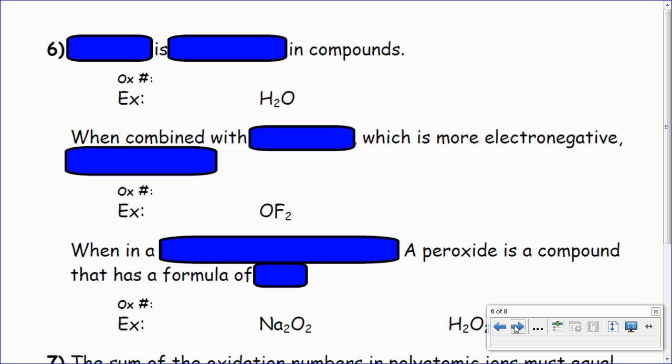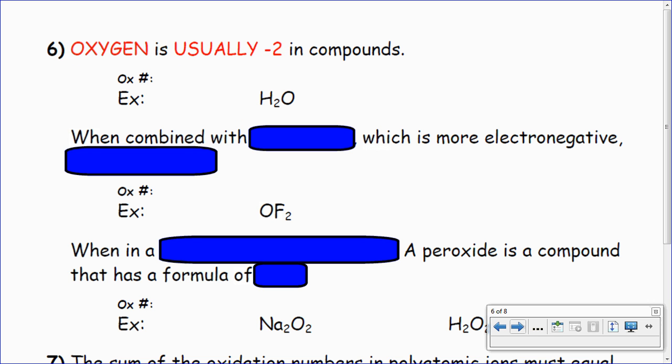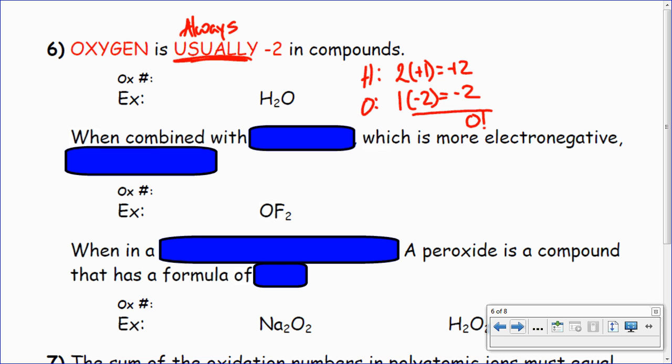6th rule, oxygen is usually -2 in compounds. If you look on our periodic tables, oxygen only has one option, so not just usually, we're going to say always. Except there's always an exception to the rules with peroxides. But if we're doing this one, we got hydrogen, we got 2 times +1 equals +2, which makes the oxygen, we got 1 times the -2 equals -2. We add to 0, we know that we've got our result correct.